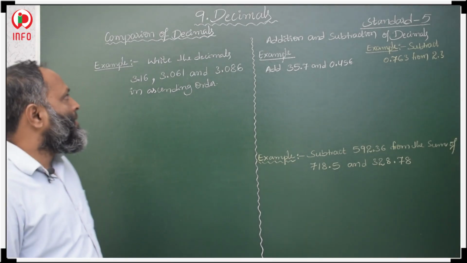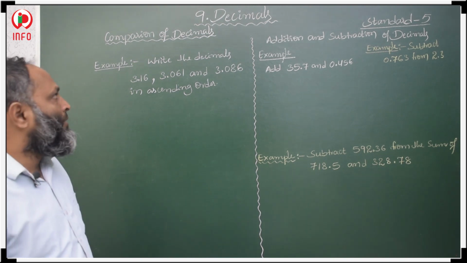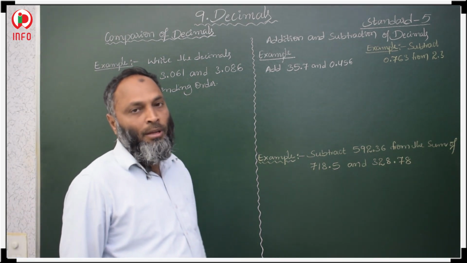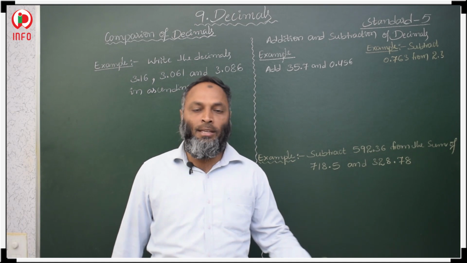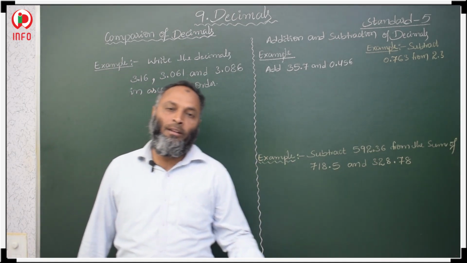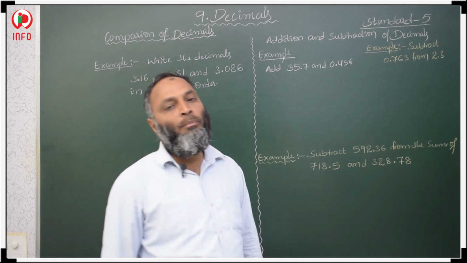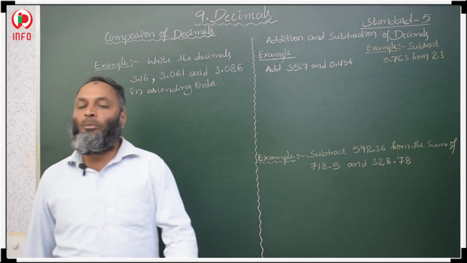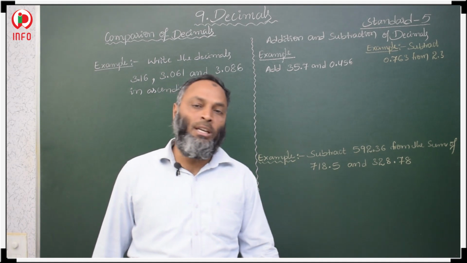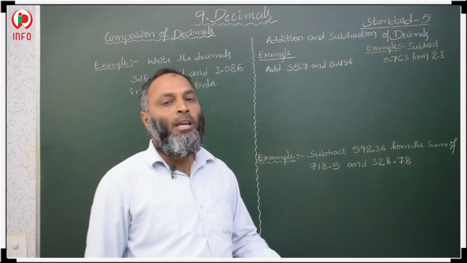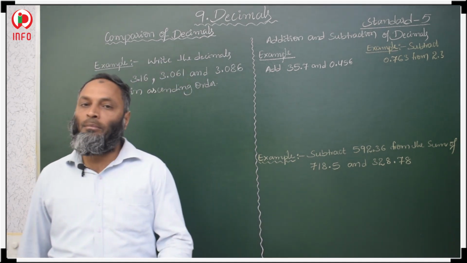Now students, next concept: comparison of decimals. How to compare decimals means less than, greater than. Which one is greater and which one is less, and ascending order and descending order. So when 3 or more, or 2 decimals are given, how to compare which one is smaller and which one is bigger?